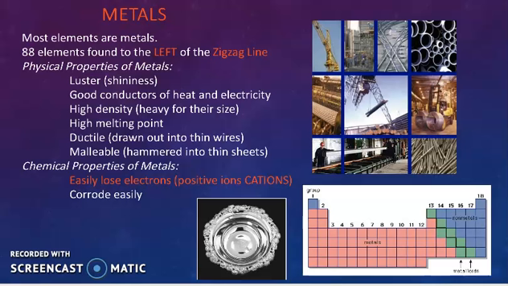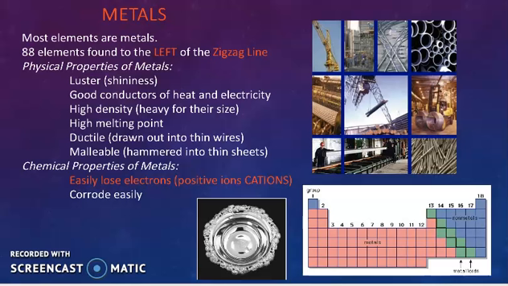So first we have metals. Most elements are metals. 88 elements are found to the left of the zigzag line. So if you look on this periodic table or yours, you can see there's a zigzag line. All of the metals are found to the left of the zigzag line. Their physical properties: they have luster, which is just how shiny they are. They're good conductors of heat and electricity, so heat and electricity pass through them easily. Your copper is a good conductor of electricity, that's a metal.